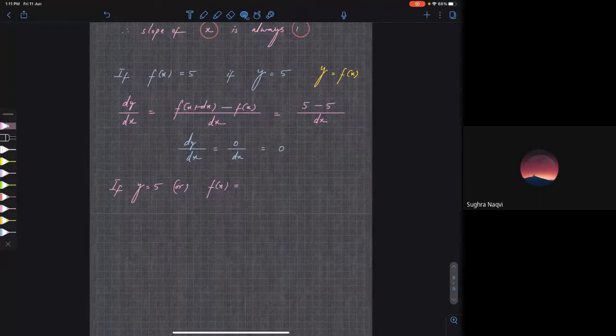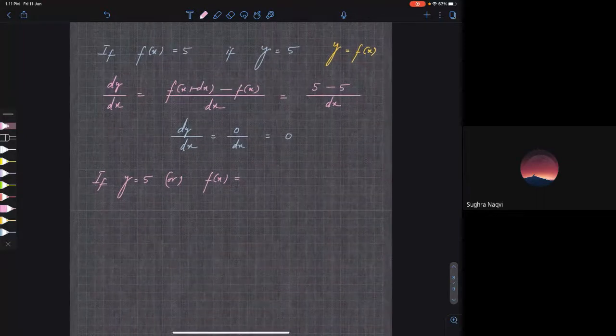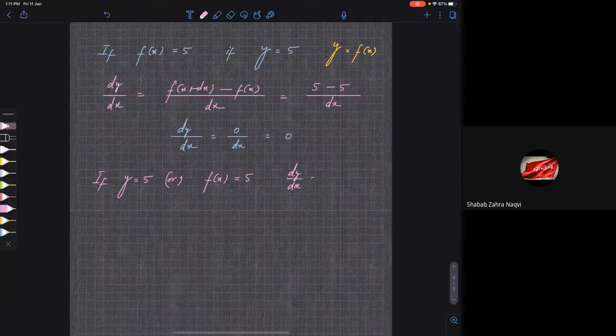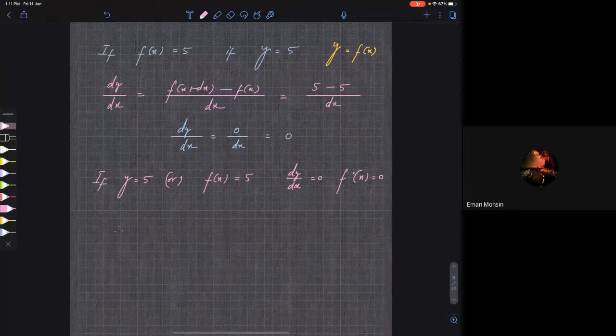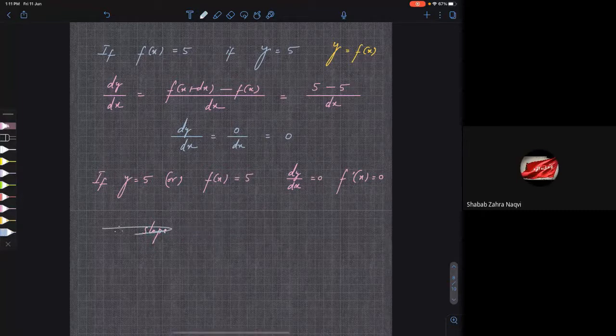So what is the slope here? If y is equal to 5, f of x is also equal to 5. And what is dy by dx? 0. What is f dash of x? 0. Therefore, the slope of y equal to 5 is always 0. You're getting my point?